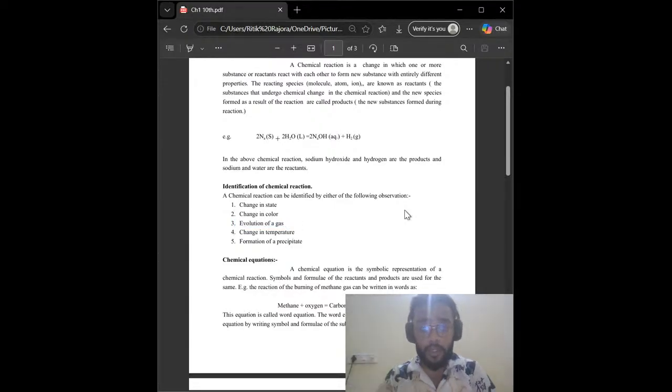Either it's hydrogen, oxygen, carbon dioxide, helium, neon, argon, XYZ. Any gas is possible. We have to identify which gas is evolved in this reaction. I hope you understood my point. What I want to say, the fourth factor is change in temperature.